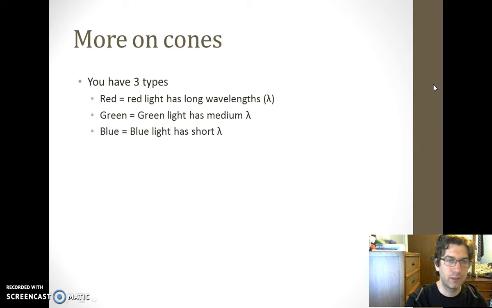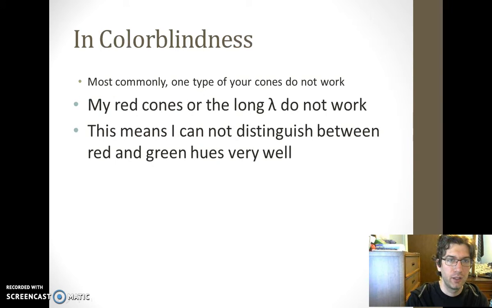So we have red light, which you can think of as having long wavelengths, and you have green light, which you can think of as having medium wavelengths, and you have blue light, which has short wavelengths. Depending on what wavelength hits this cell is going to determine what color it registers as. So you have red cones, green cones, and blue cones back there, and depending on which wavelengths go, they activate the different ones. In color blindness, most commonly, one type of your cones don't really work.